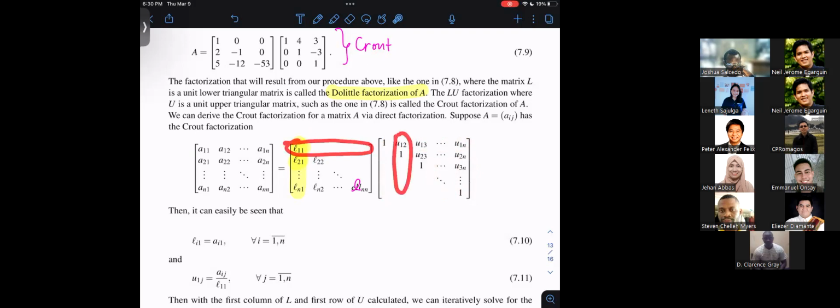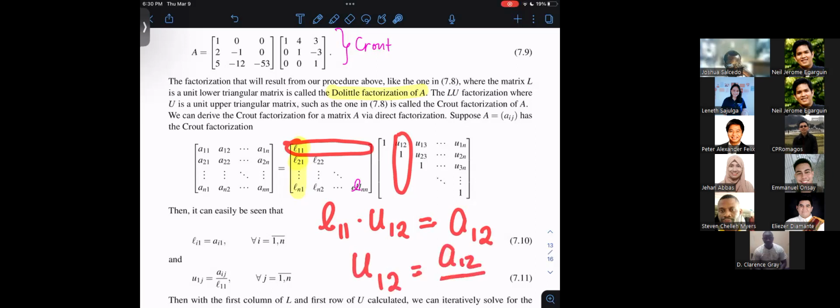I'll get what? I'll get L11 times U12. Since I multiplied the first row by the second column, I will get A12, right? But I already computed L11. So that means U12 is just equal to A12 over L11. And I'm sure that this quotient is well defined because L11 is not equal to 0.